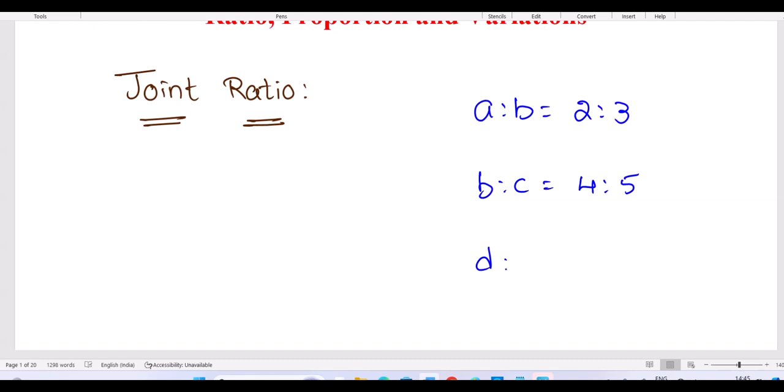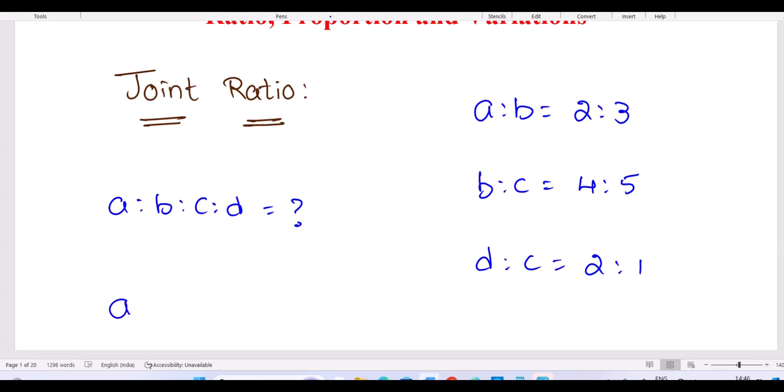Question will be like this. D and C is nothing but 2:1. Now they may ask you what is the ABCD ratio. So this is what is called joint ratio. We are joining all of these: AB, BC, DC is given. You need to calculate the ABCD ratio.